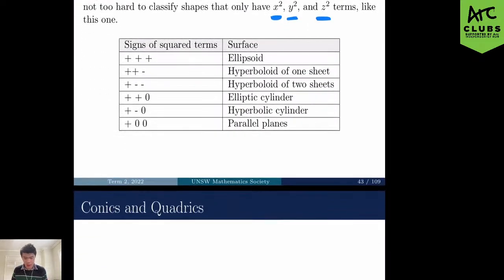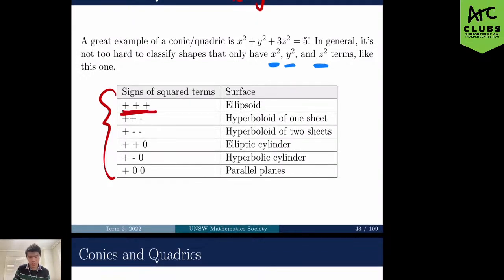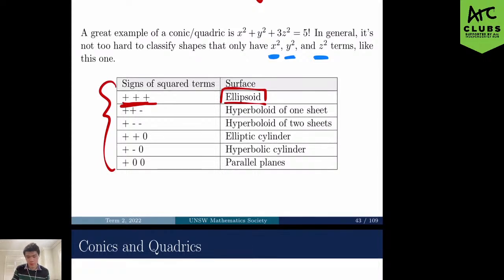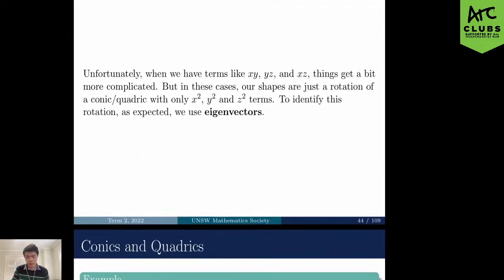We can use this table. If we've got signs that look like this, if they're all positive, we've got an ellipsoid. If you've got a plus plus and a minus, it'll be a hyperboloid of one sheet. All of this is basically a matter of cross-checking with the table. But the issue is when we have terms like xy, yz, and xz, because then things get a bit more complicated. But it's actually pretty simple. There's a simple algorithm we can use to find out what the shape will look like.